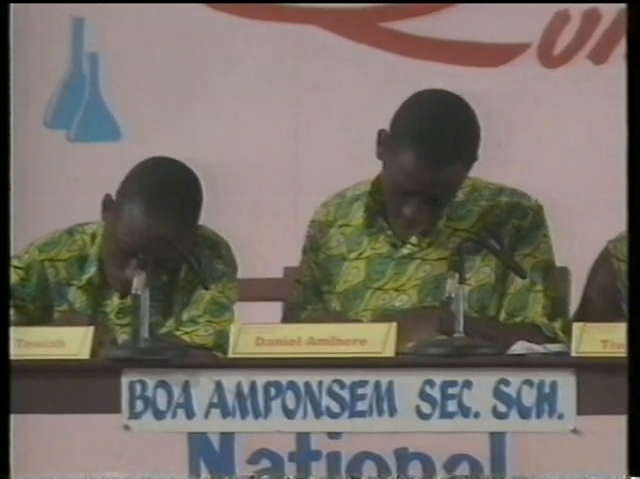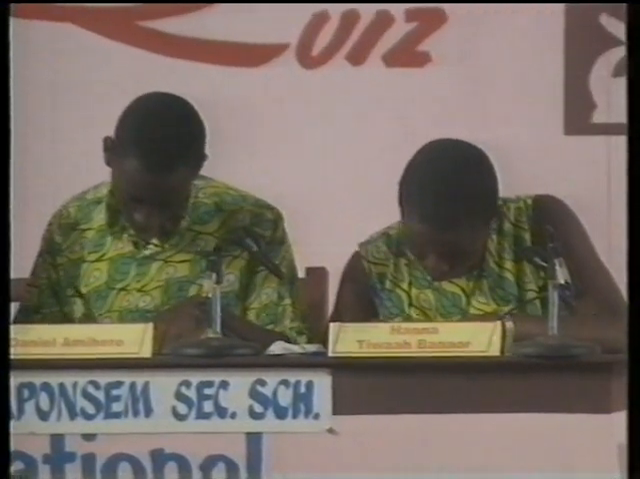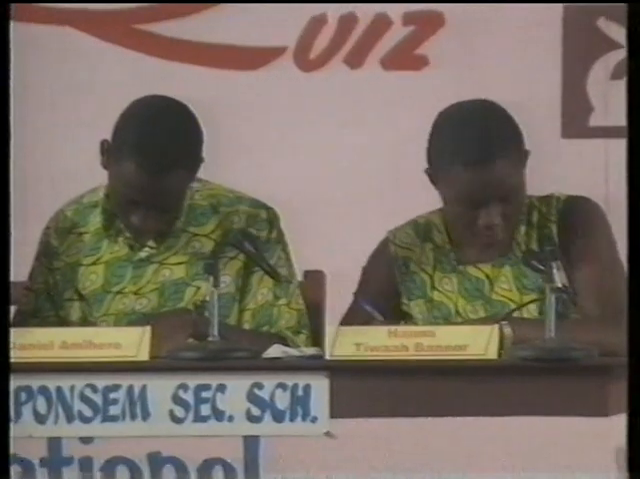Amponsem, find the equation of the line perpendicular to the line 2y plus x equals 1 and passing through the point B(1,-1). Daniel? y is equal to 1 minus 2x. No, that can't be right. To Mfantsipim for a bonus. y is equal to 2x minus 3. And that is correct.